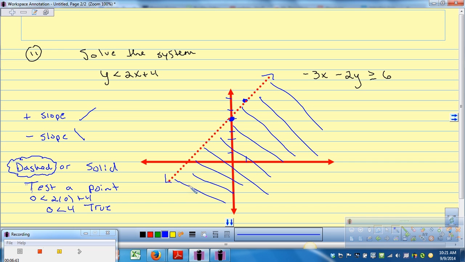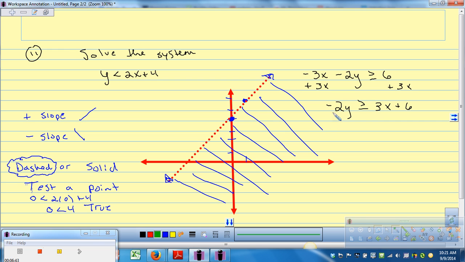Can I graph the other inequality the way it's written right now? Nope. What do I need to do? Get y by itself. So how do I do that? Plus 3x. So now I have, don't drop the negative. There's a negative tied to that 2y. So it's negative 2y is greater than or equal to, what do I put first? 3x plus 6. And then?